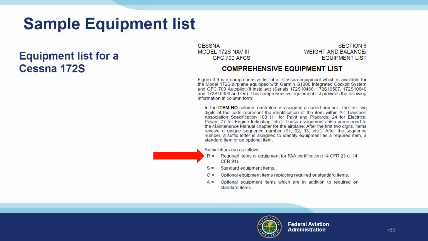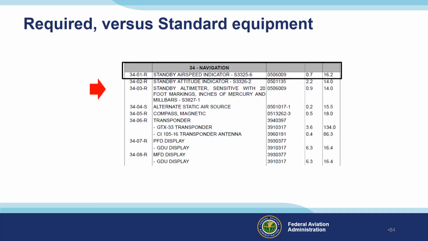Here's an equipment list for a 172. This is a newer aircraft. This one has, I think, a Garmin G1000 system. Notice that this is the comprehensive equipment list. It says R means it's required for certification, so if it's got an R beside it, it has to be there. They really get detailed on the altimeter. It's got to be a sensitive altimeter with 20-foot markings and so on and so forth. They even list the part number.